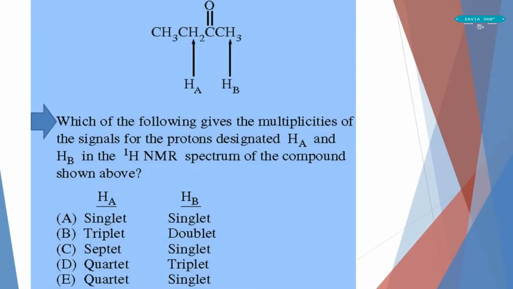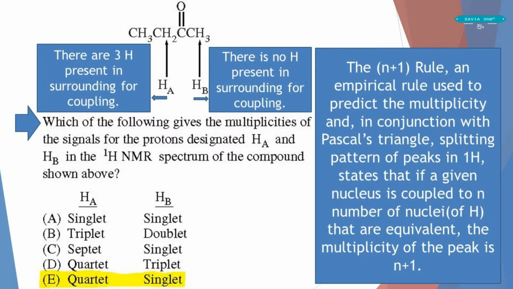Which of the following gives the multiplicities of the signals for the protons designated HA and HB in the proton NMR spectrum of the compound shown above? The n+1 rule, an empirical rule used to predict the multiplicity and, in conjunction with Pascal's triangle, the splitting pattern of peaks in 1H NMR, states that if a given nucleus is coupled to n number of equivalent hydrogen nuclei, the multiplicity of the peak is n+1.